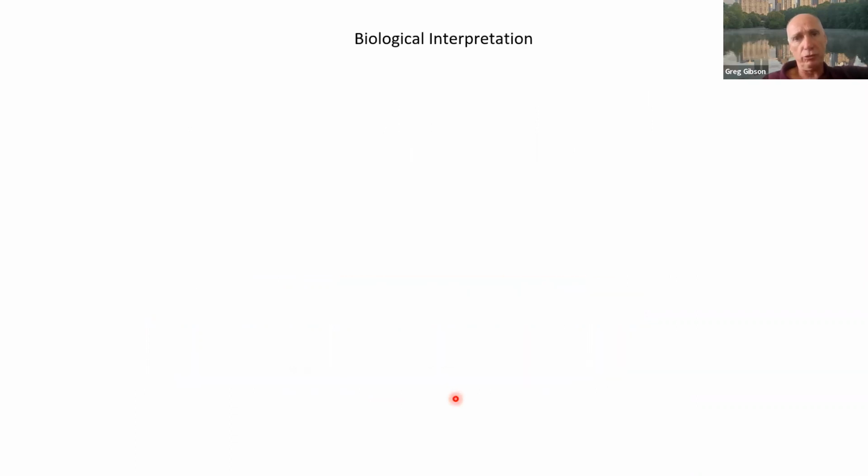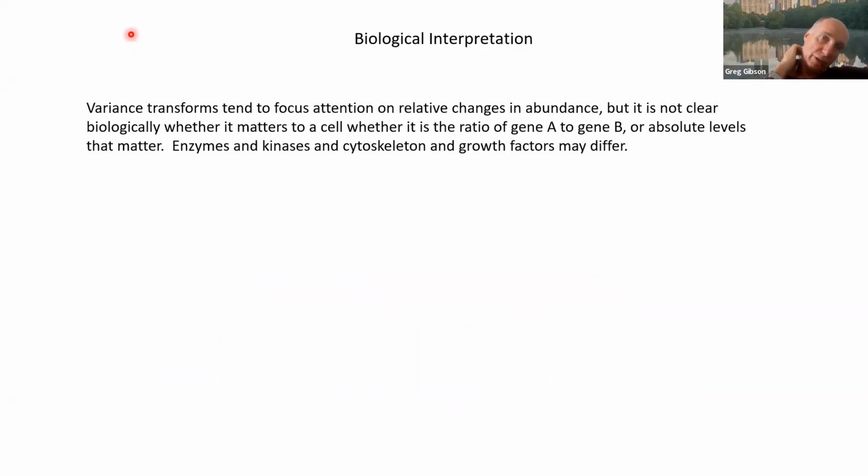I think I have one more slide in this section, a little bit more about biological interpretation. As I said, variance transforms tend to focus the attention on relative changes of abundance, but it's not really clear biologically whether it matters to a cell that it's the ratio of gene A to gene B that matters, or the absolute levels of expression. Does it matter that in healthy samples, gene A has increased relative to most of the other genes in the genome, or does it matter that gene A is actually 10 transcripts per cell versus 5 transcripts per cell? They're different questions, and different methods give you different answers.